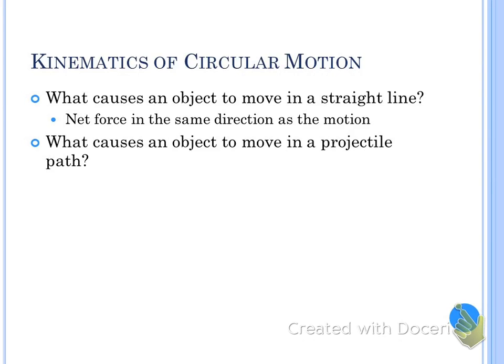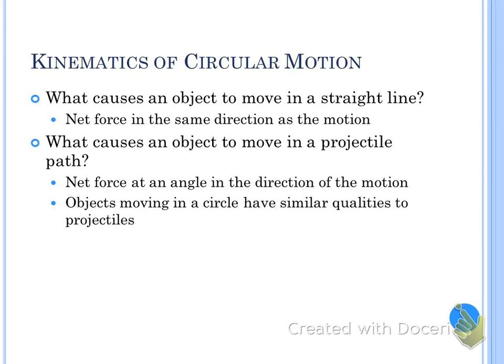What do we have happen to an object to make it move in a projectile path? And what's a projectile path look like? Like what? A parabola. Yeah, an arc. So what happens to an object to make it move in a projectile path? Yeah, we've got a force that's both horizontal and vertical. So our net force is exerted this time at an angle. We've got a force that's got both a horizontal and a vertical component.